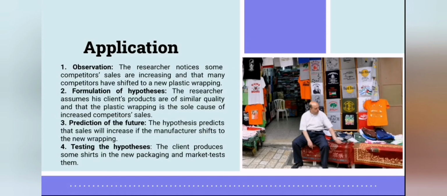So he formulated a hypothesis. He assumed that his clients' products are of similar quality and that the plastic wrapping is the sole cause of increased competitor sale. So he already made that assumption, and that's the problem. And he made a prediction of the future, whereas the sales will increase if he shifts to a new wrapping. Okay? And then the client produces some shirts in new packaging and market tests them.